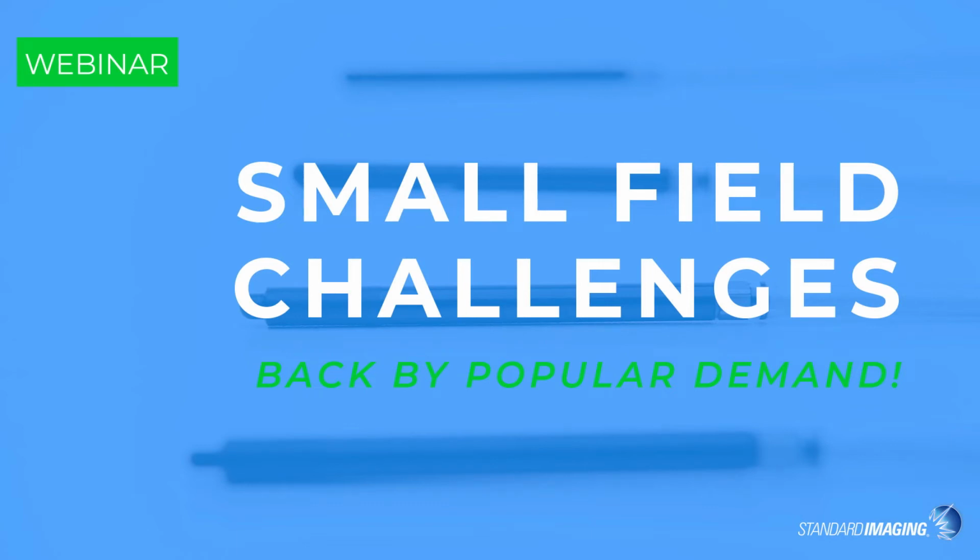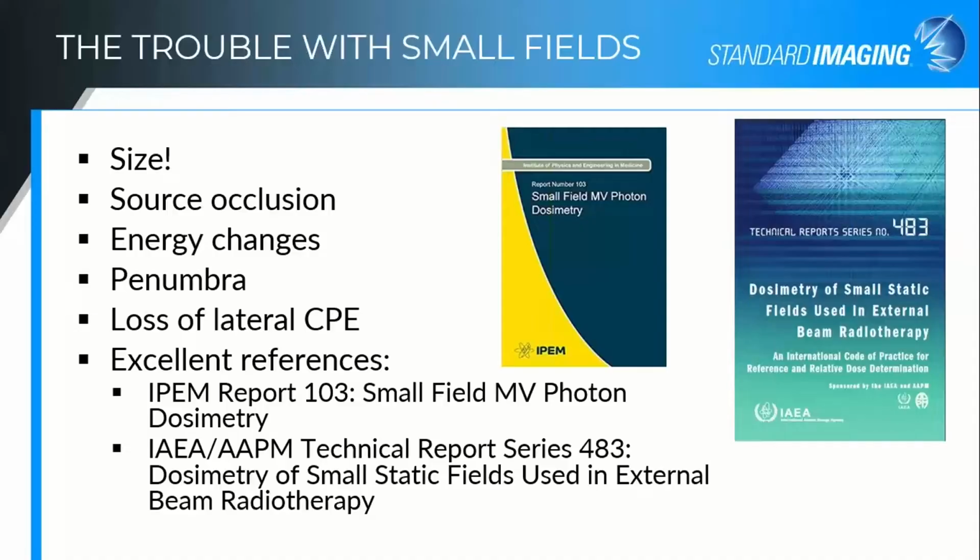So, the topic at hand: what makes small fields so challenging? Number one, of course, size. It goes without saying, but we do have to talk about it. It is the size that makes it tricky. There are some other pieces that contribute because of that: source occlusion, changes in energy of the beams, how the penumbra is shaped, the differences between that and large fields, and loss of lateral charged particle equilibrium.